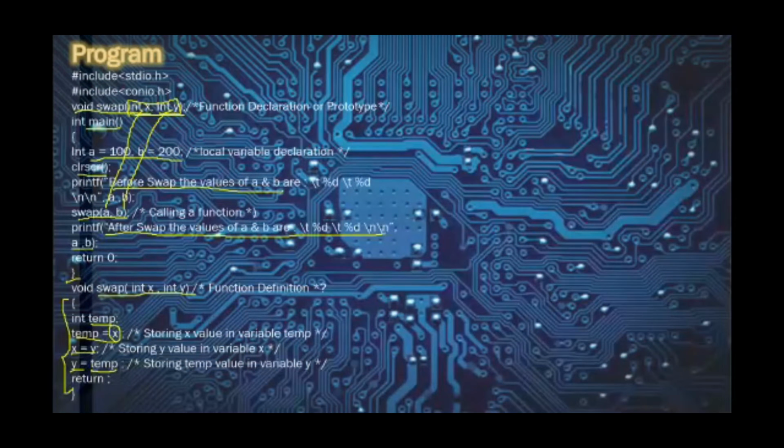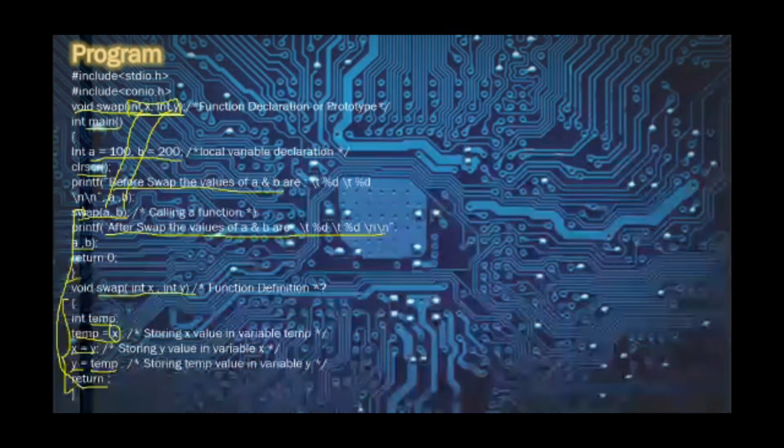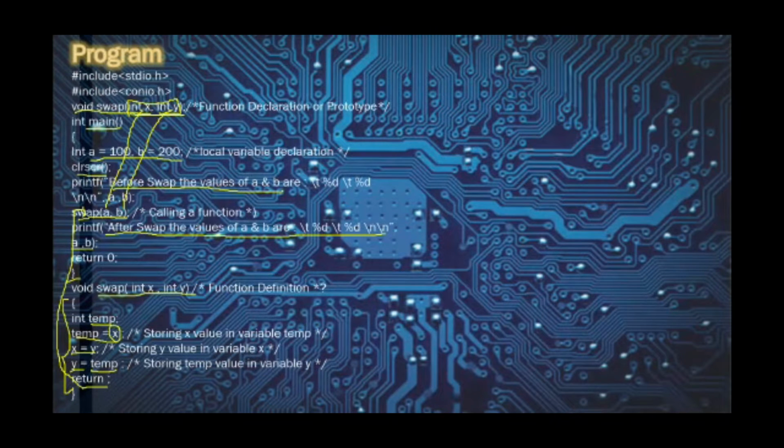So finally, after swapping, both the values of x and y get swapped, and this result will be returned to the main function when it is called. When it is called, the result of swapping will be given, and that result will be printed when the printf statement is executed here.